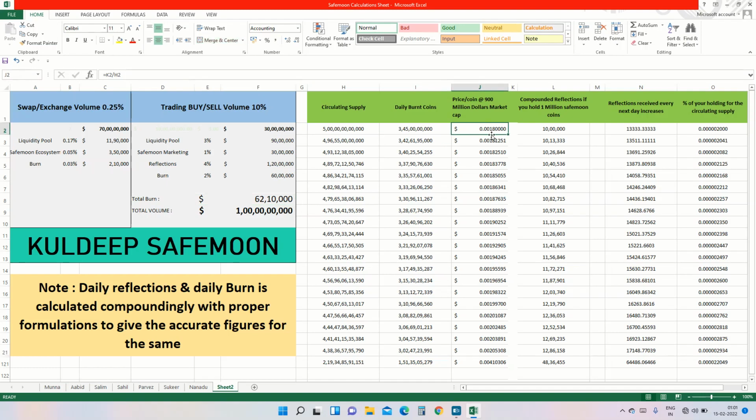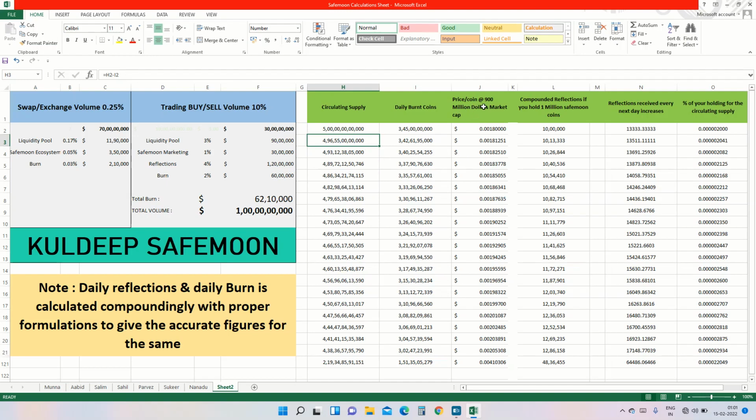On the very first day, the price was 0.0018. How many coins did we burn? 3.45 billion tokens. And in the next day, we can see we have reduced the circulating supply, and we now have 4.9655 billion tokens left with us.